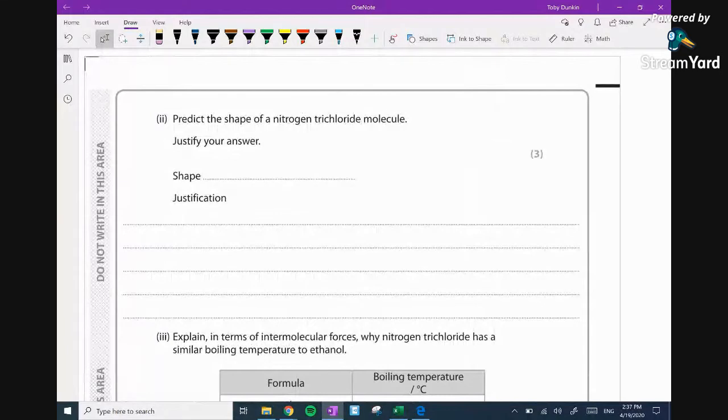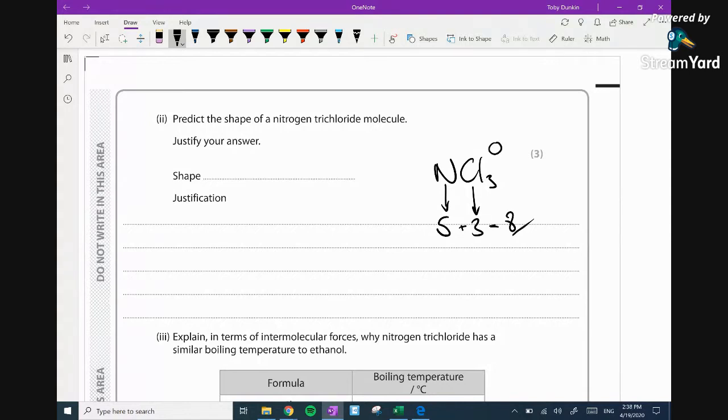Predict the shape of nitrogen trichloride molecules. So NCl3, it's in group 5, plus 3, adjust for charge, there isn't any, 8, 2, 4. It's tetrahedral, straight away. Instantaneously, that's tetrahedral, but it's not, is it? Ah, there you go. It's pyramidal.